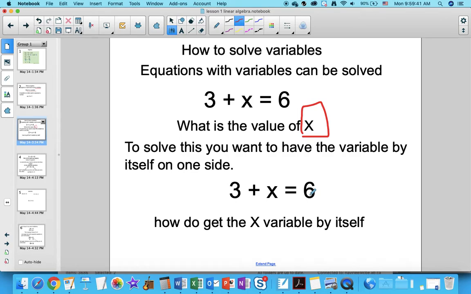So let's pretend we didn't know. I want x all by himself, right? So how do I get x all by himself? Well, I need to get rid of the 3, right? If I look at the equal sign, I want x on one side, and I want everything else on the other side. Or the other way around, it doesn't matter, as long as x is by himself. So right now I have 3, and I don't want that 3 there.